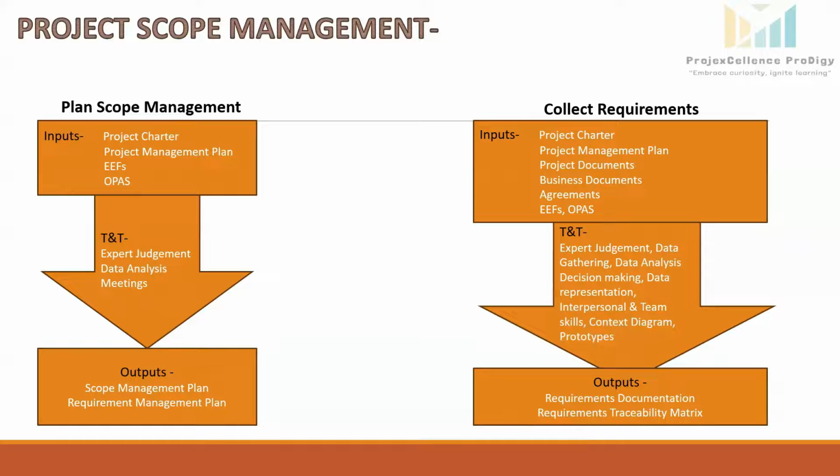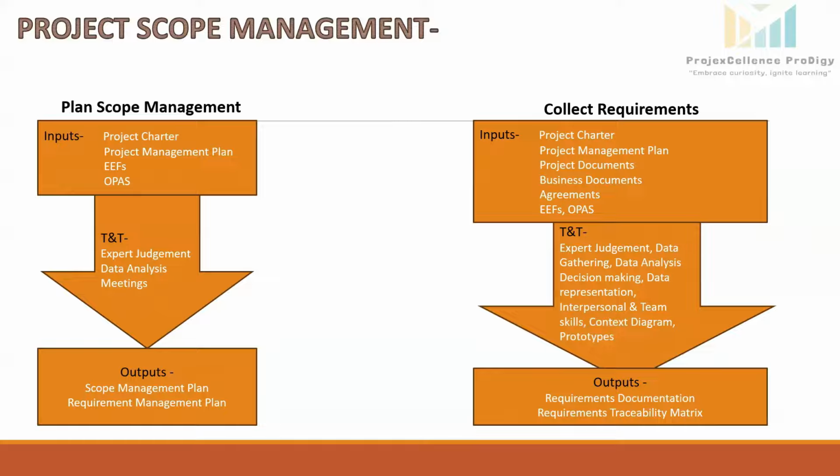EEF is another input, so we can determine the factors which can impact our project. For the solar power plant, this might include environmental regulations, safety standards, and government policies on renewable energy. Current market conditions are another factor, like the availability of solar panels and inverters, which will influence how the scope is planned, especially in procurement and supply chain management.